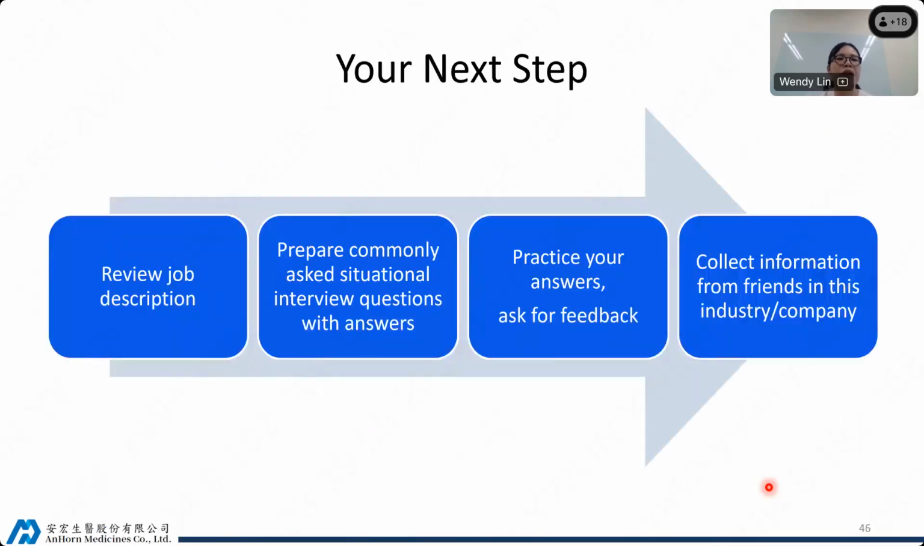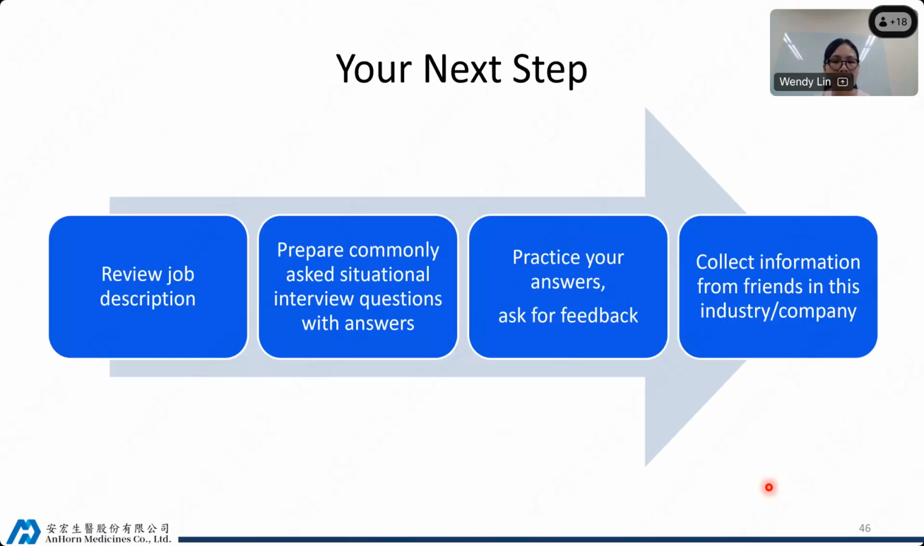So the next step for you, when you receive the interview opportunity, is to prepare yourself by reviewing the job description to understand the qualifications and prepare some technical questions. And then you can prepare some commonly asked situational questions. There's a standard format for you to handle such questions. And you can keep on practicing by yourself or with your peers, and then ask for feedback.